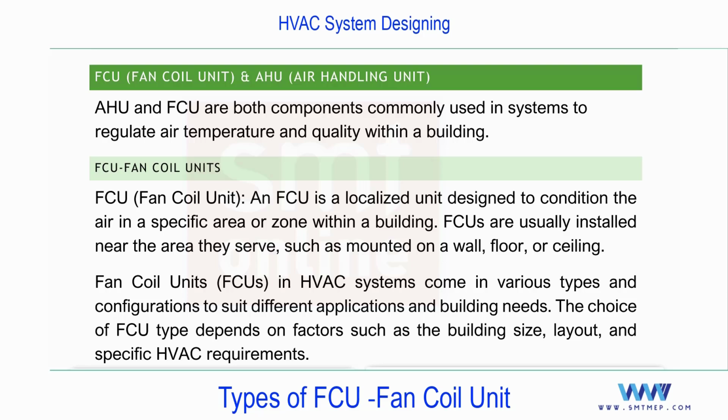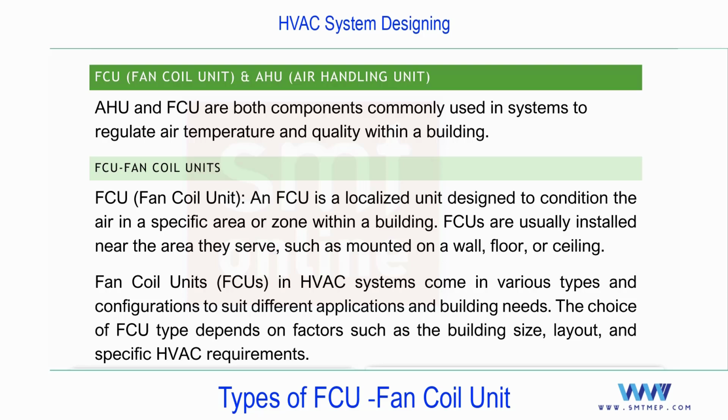So the first point, you see AHU and FCU. In short, we call them the air handling unit and the fan coil unit. Both belong to the air side system. If you divide the HVAC system, you can classify it into 3 categories. One is the refrigerant system. Second is the chilled water system. Third is the air side system.